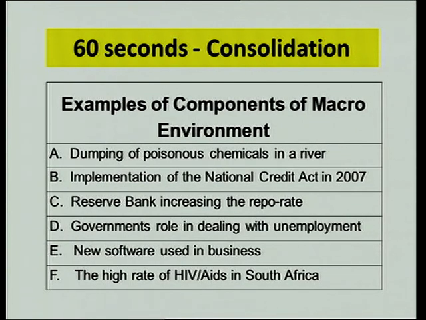Okay, let's see if we can do B, C, and then D. Government's role in dealing with unemployment. Which one is that one? New software used in business. And then finally, the high rate of HIV/AIDS in South Africa. Righto, we've got 60 seconds. Let's see quickly.